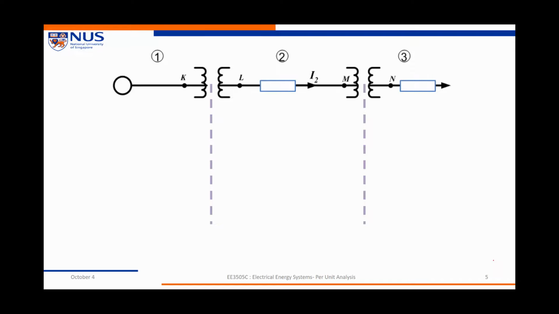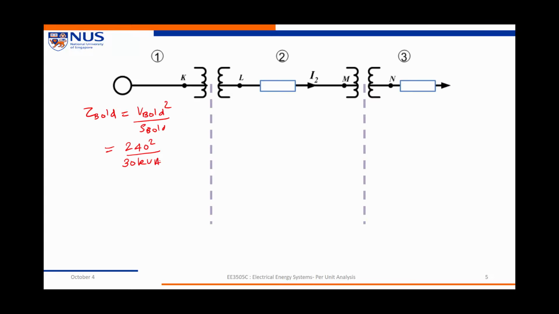So for the first transformer, we can find out the Z base old is V base old divided by S base old, which is 240 square divided by 30 kVA. I can find out the Z per unit new value is Z per unit old into the Z base old by the Z base new value, and I get the same value of 0.1 per unit. I can find out the Z base for the secondary side of the transformer also, but I'm going to get the same value here. Let's verify it for one side.